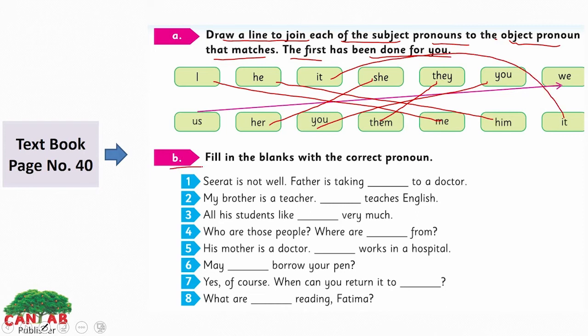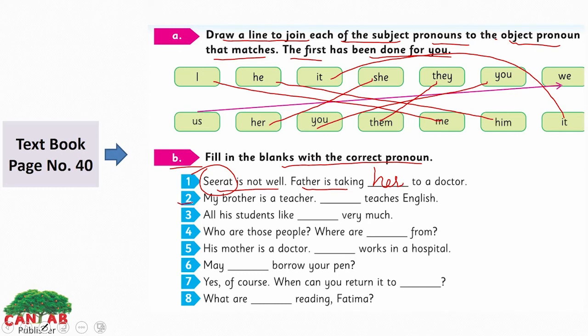Section B here: fill in the blanks with the correct pronoun. Sirat is not well. Father is taking to a doctor. Sirat is here the feminine noun. So, which pronoun will we choose here? Sirat is a feminine noun, she is female, so which pronoun will we choose for her? Father is taking to a doctor. Pronounce any sentence and see, and choose the pronoun that seems grammatically right. So the father is taking what? Yes, her to a doctor.